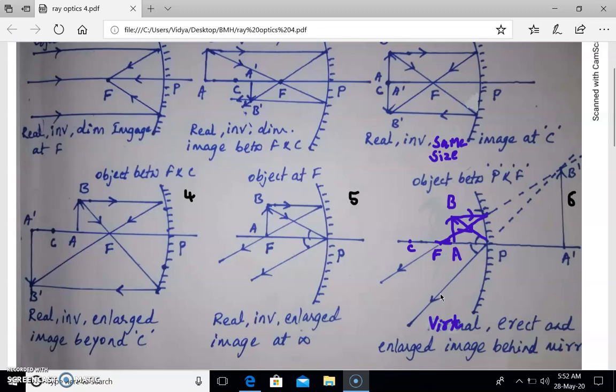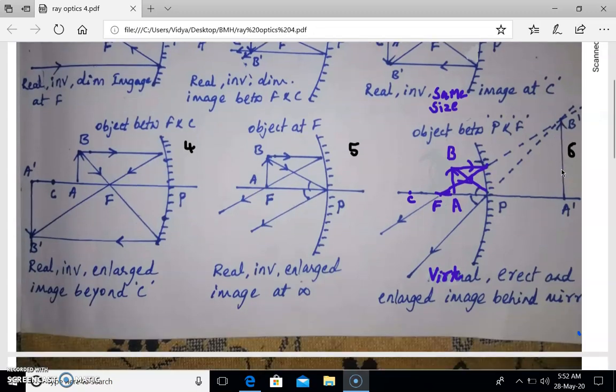The nature of the image formed is virtual. These are reflected rays. When they are produced backward, they intersect each other at a point. A perpendicular A'B' is drawn from the principal axis through that point of intersection, which provides us the position and nature of the image. So after reflection, if the light rays are diverging instead of converging, the virtual image will be formed. In this case, a virtual, erect and enlarged image is formed behind the mirror.